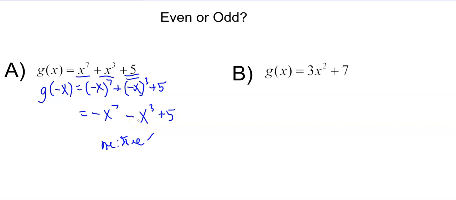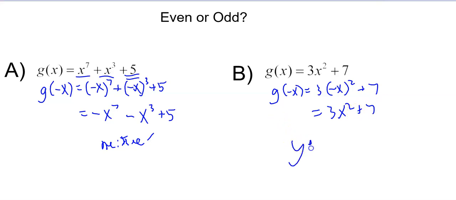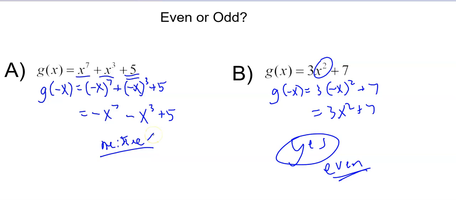Neither even nor odd. Okay, try plugging in negative x here. We get 3 times negative x squared plus 7. Negative x squared is always positive, so I'm going to read this as 3x squared plus 7. And so yes, this passes the test. And you might have seen the x squared, thought, well, I think this is going to pass the test. I think it's going to be an even function. This is even. This is an even function. This is neither even nor odd, so it's neither one. But this one does pass the test.